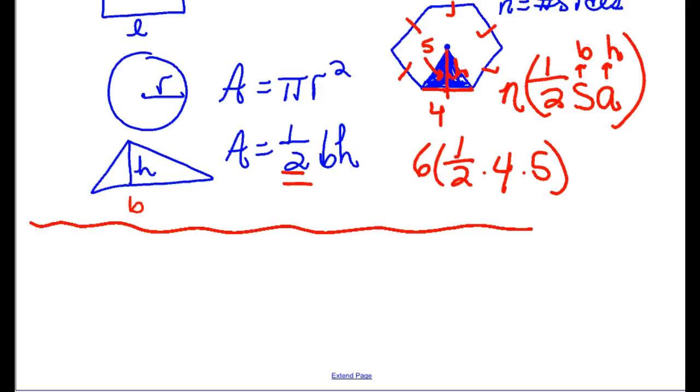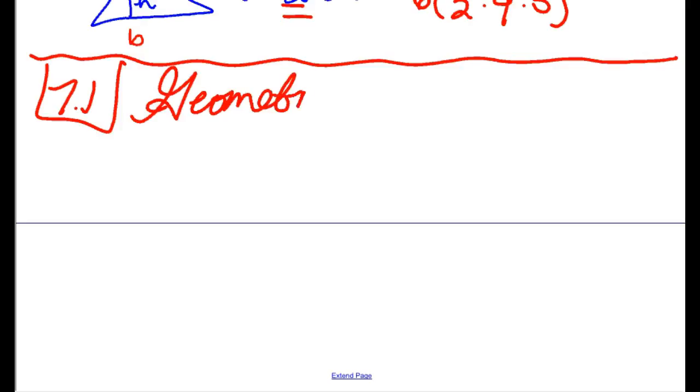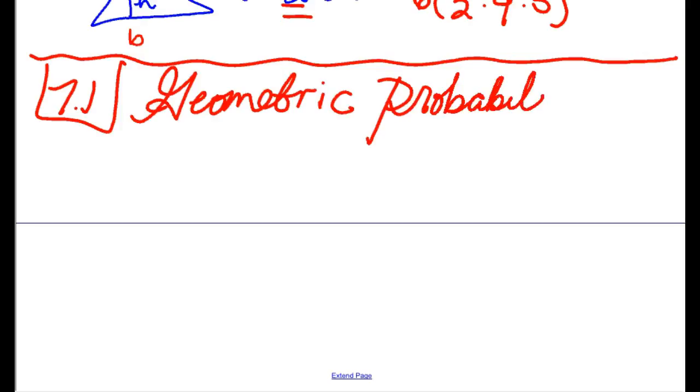So good enough. When you're doing geometric probability, and this I called 7.1, so go ahead and label this geometric probability, I'm just going to give you a little bit of exposure to this because this is something that they love to test you on standardized tests. So let's go take a look.